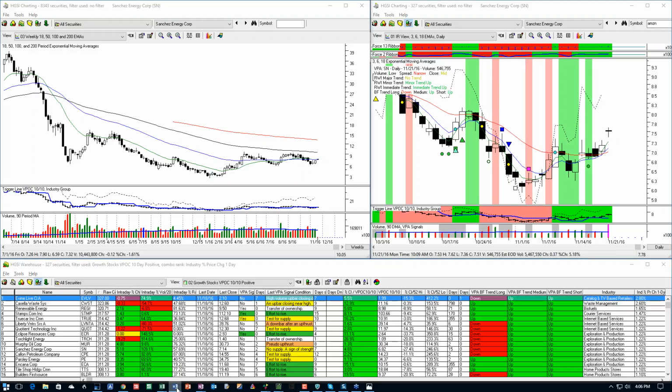Now let me look at my notes here and see what else I want to discuss. Okay, well, I've already made this point. I'm going to be using VPA, VPOC, EMA, support and resistance. That's what I'm really doing right now. And then I'm going to classify these stocks in their 4 different phases.